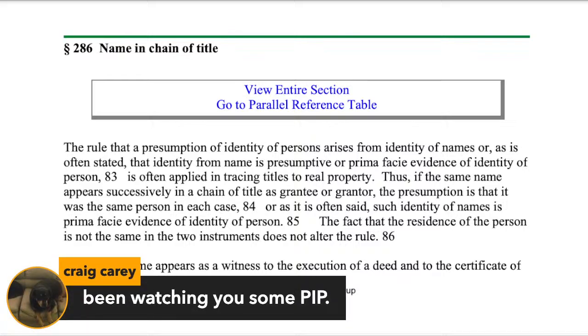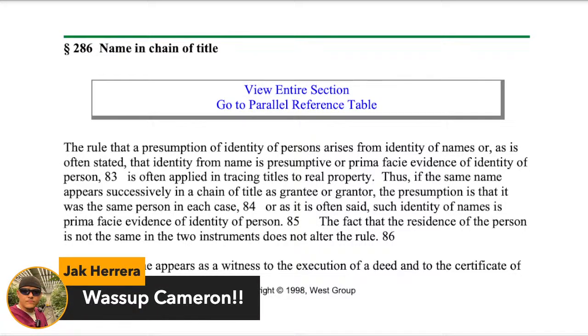All right, we got Craig Carey here. Yes, indeed, he's been watching the power inherent in the people, as we all have. And Jack Herrera. Wow, impressive. Very impressive. It's an honor to have you here.